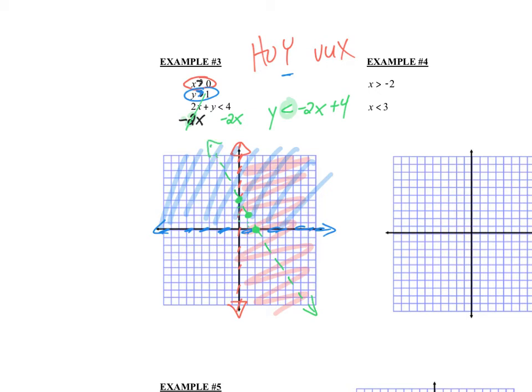And where do you shade if it says y is less than? You shade below. So where is the overlapping region? It is this triangle right here. So that triangle is your answer. So you want all three overlapping, the yellow, the blue, and the red, and that's in that triangle.